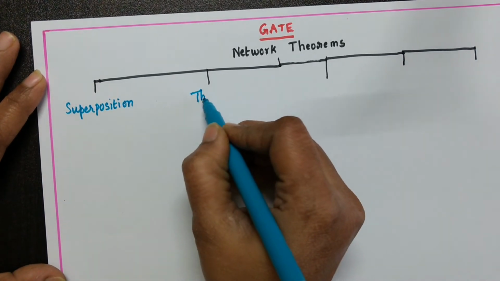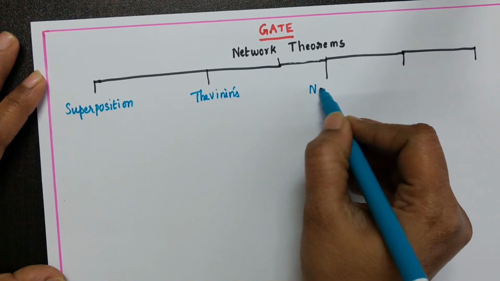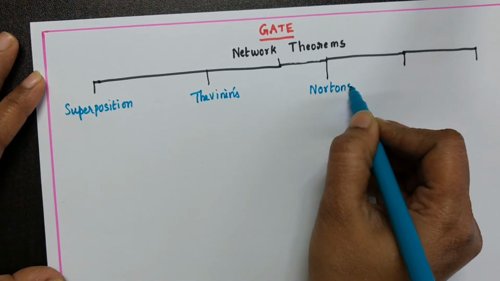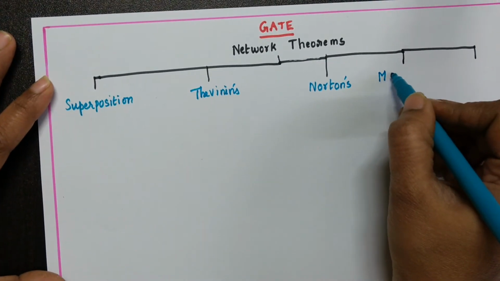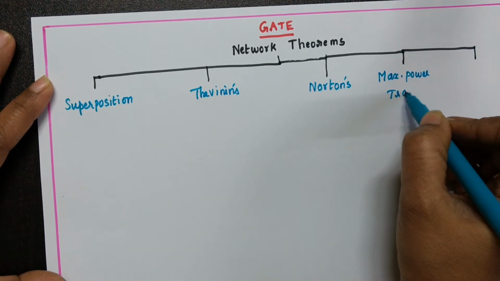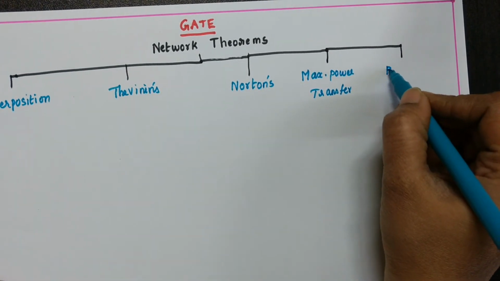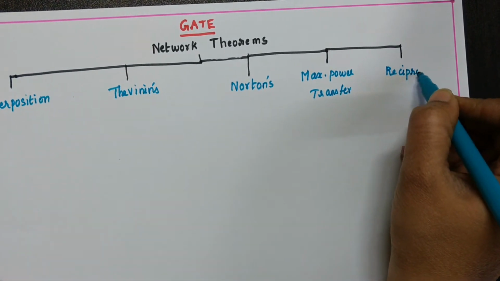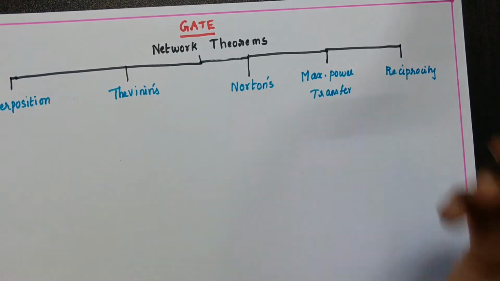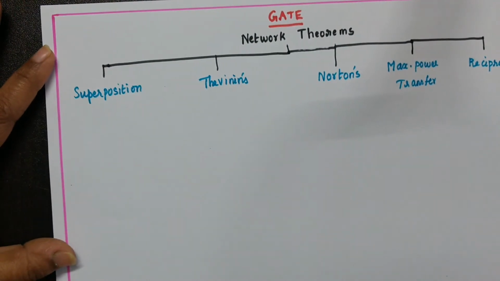Second one is Thevenin's theorem. Third one is Norton's theorem. Fourth one is maximum power transfer theorem. And last one is reciprocity theorem. So let me discuss one by one.